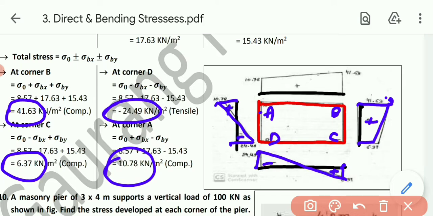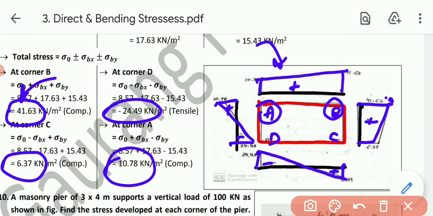And then the A point is common over here also. At A, 10.78, if it is positive, go upward. And over here at point B, the value is 41.63, and as it is positive, going upward, and then just join them together, like this.